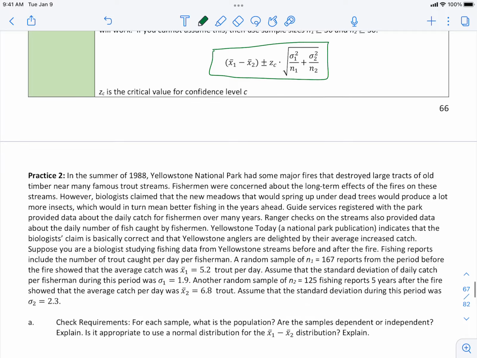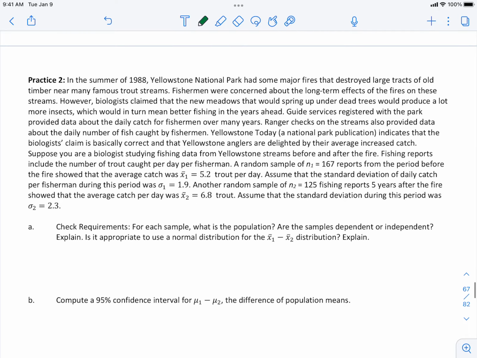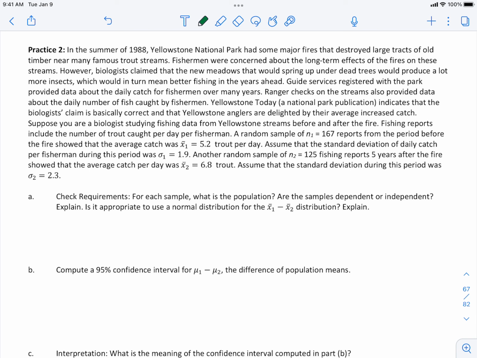All right, so here's our next practice. In the summer of 1988, Yellowstone National Park had some major fires that destroyed large tracts of old timber near many famous trout streams. Fishermen were concerned about the long-term effects of the fires on these streams. However, biologists claimed that the new meadows that would spring up under dead trees would produce a lot more insects, which would in turn mean better fishing in the years ahead.